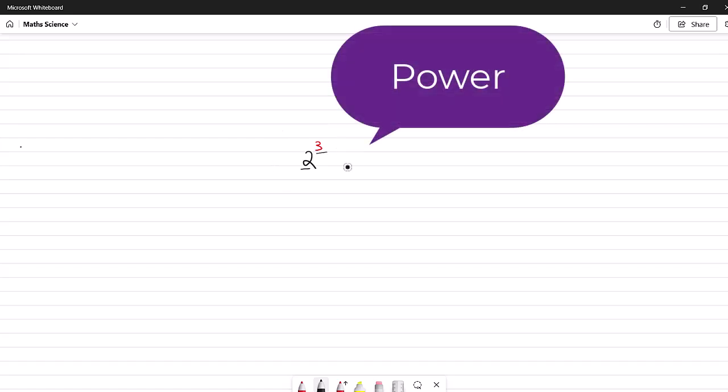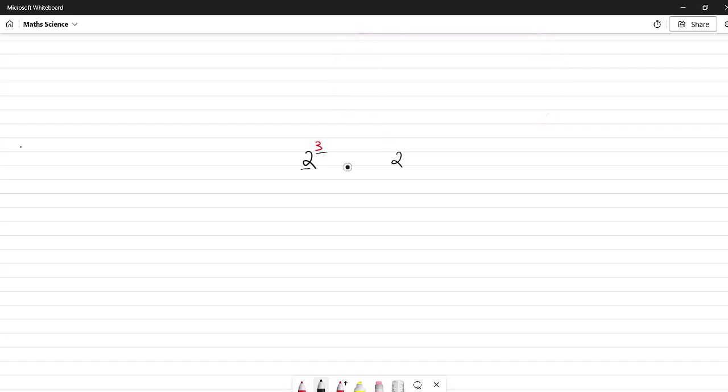We can also write this like this. We can say 2, this caret symbol, and then 3. So we can say 2 to the power of 3 or 2 raised to 3. It all means the same thing. So let's take this example and really see what it means.